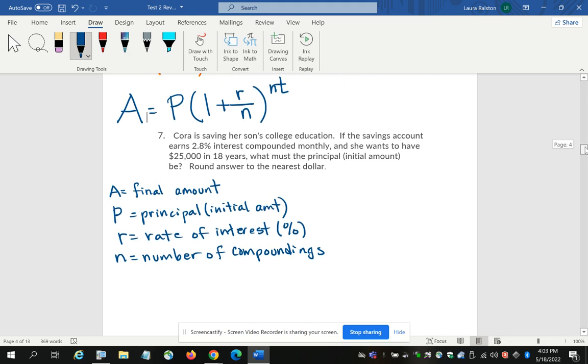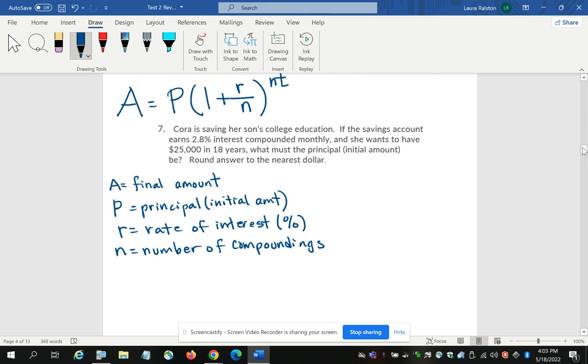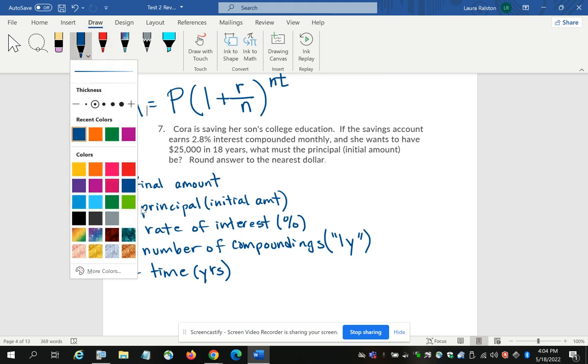I usually tell students that's going to be some kind of word that ends in ly, like monthly, annually, weekly, and T is the time. And typically for interest, we think about time in terms of years. And so we have 5 variables, and so we have to be told 4 of the 5. And so if we go back and carefully and slowly read through the problem, we should be able to identify those values.